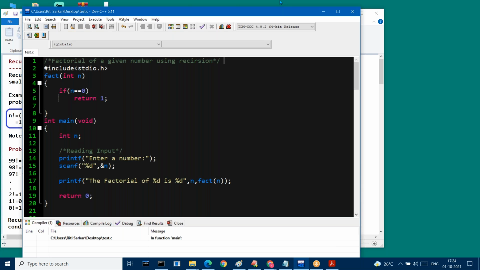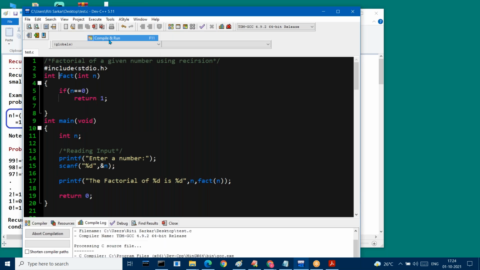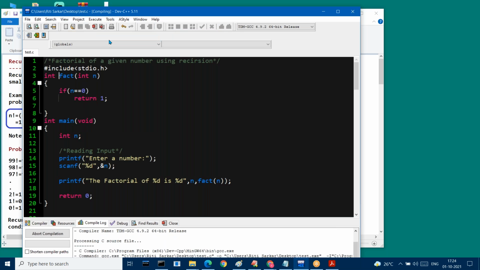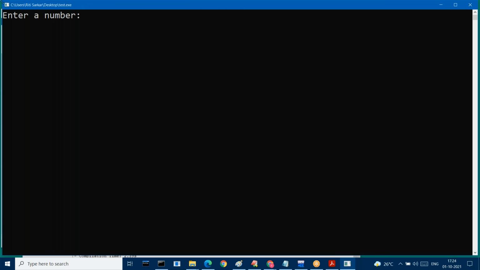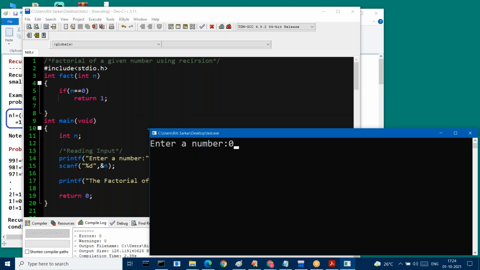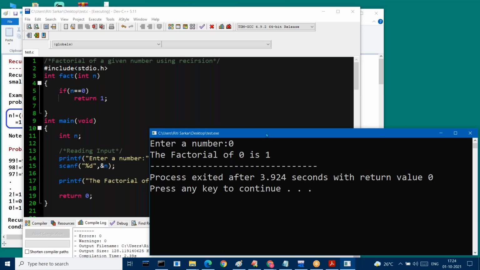But here, sir, the program is not completed yet. Return 1. 1 is an integer value. So what should be the return type? int. But this program will only calculate the factorial of 0, nothing else. Check it out. Compile and execute, enter a number. 0. Factorial of 0 is 1.